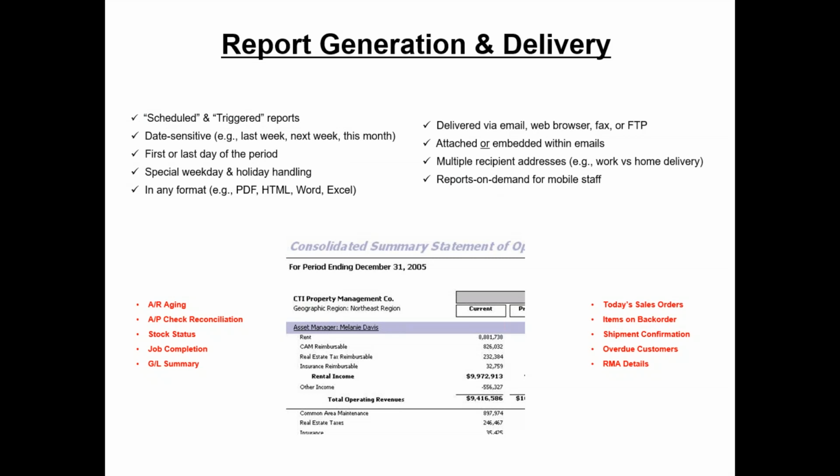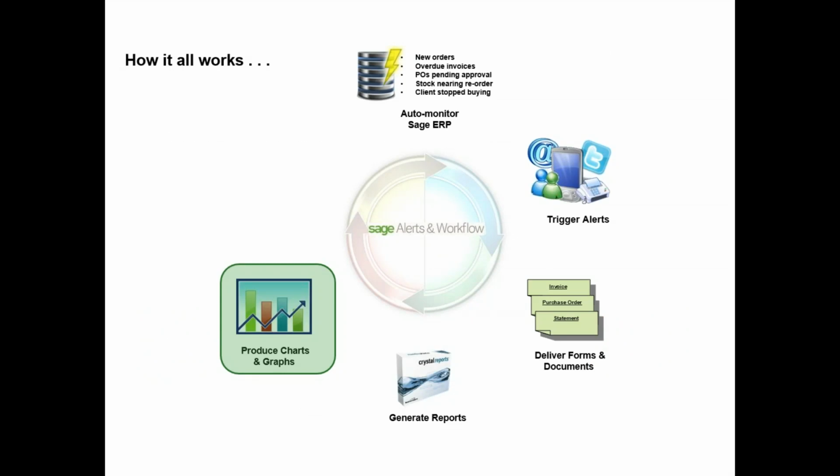A scheduled report, like perhaps a stock status report, is one that gets generated on a recurring schedule: daily, every couple of hours, once a week, etc. Triggered reports, for my money, are even more fun because you can say something like the following. Alerts and Workflow, if and when a customer reaches 90% of their credit limit, then I want you to generate my AR aging report for that client and deliver that report to that client's account manager. So reports that are triggered in real time based upon business conditions within your Sage ERP solution.